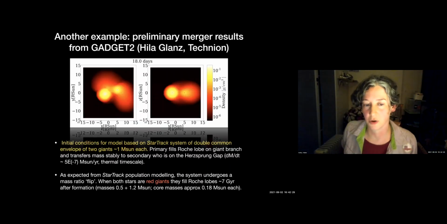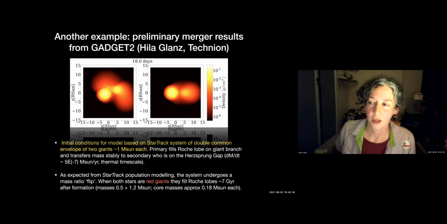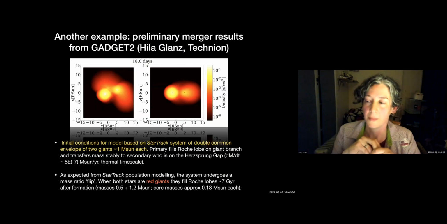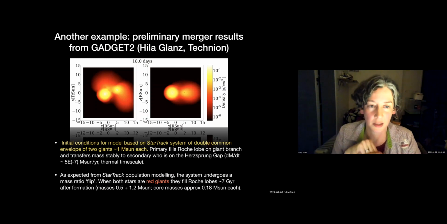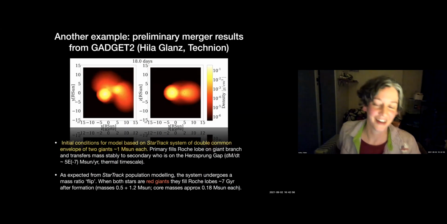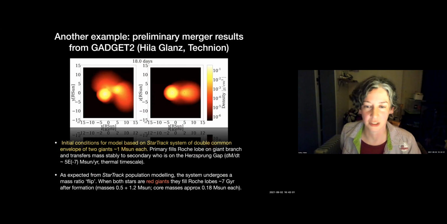So I wanted to briefly show a nice figure that Hila recently sent me. Essentially, I gave her some initial conditions for a binary from Star Trek, a typical case of one of these mergers. And she evolved these stars with MESA, with some mass loss, and mapped them into GADGET. This is much nicer than my little cartoon there. So I thought I'd show that. Hopefully we can look into more detail at these different types of systems.